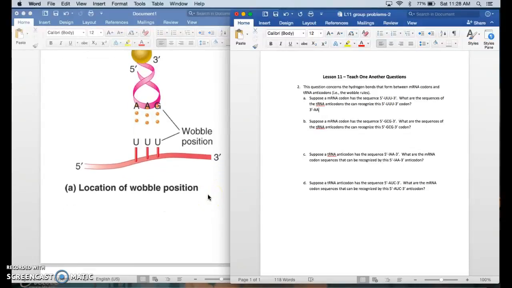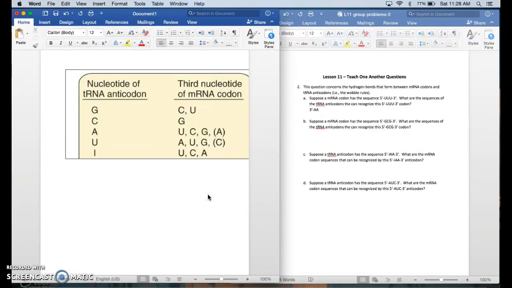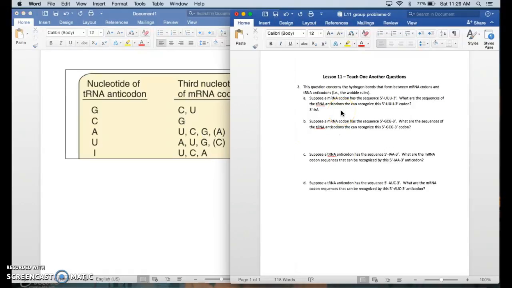So let's go to our chart, which tells us which variations of the tRNA we can have. We look at this third nucleotide and find it, since we're going off the mRNA, in all the places where it appears: right here, right here, right here, and right here. There are 4 different ones, and that means there are 4 different anticodons that can be used.